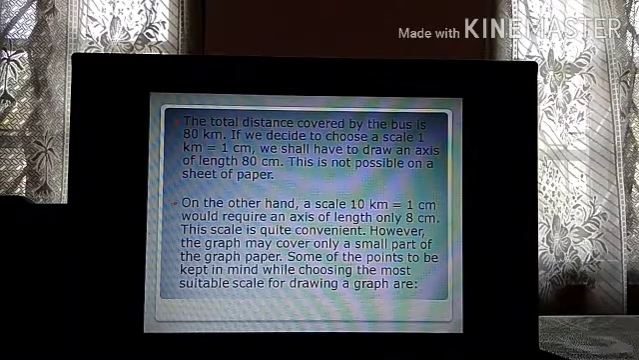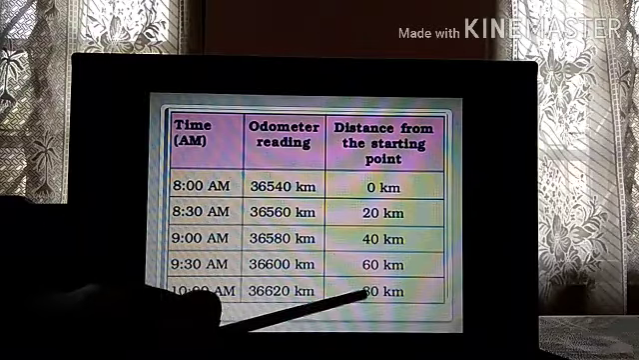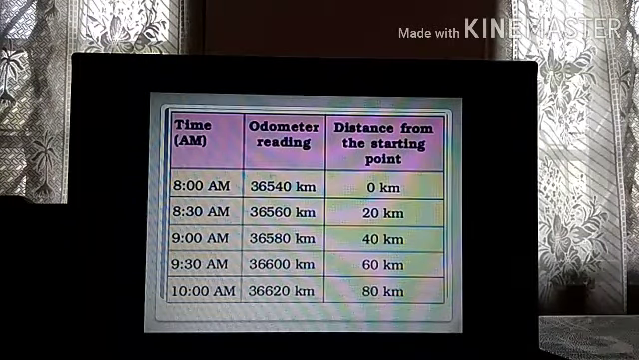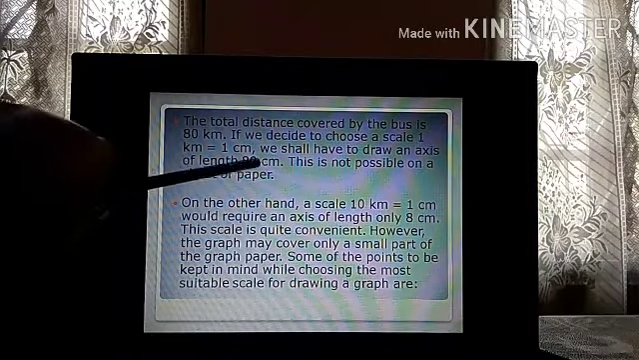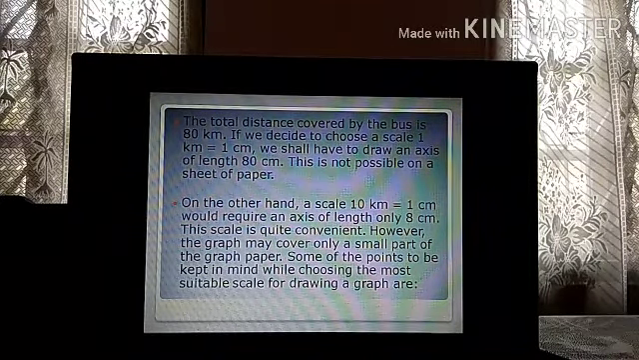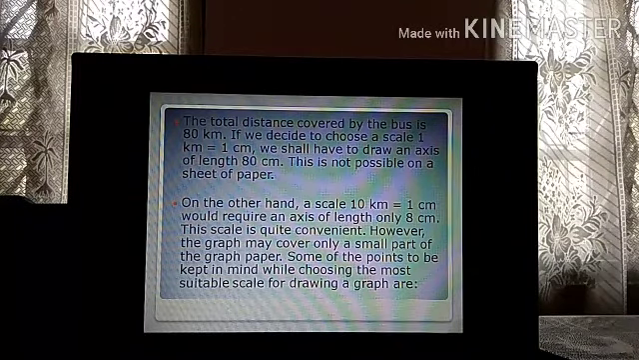The total distance covered by the bus is 80 kilometers, isn't it? So 80 kilometers is the total distance covered by the bus. If we decide to choose a scale of 1 kilometer equal to 1 centimeter, then will it be possible? You have to draw a line of length 80 centimeters. Just imagine, your graph paper will not even fit. You would have to draw 80 points on the graph paper. So is it possible to draw on a sheet of paper?